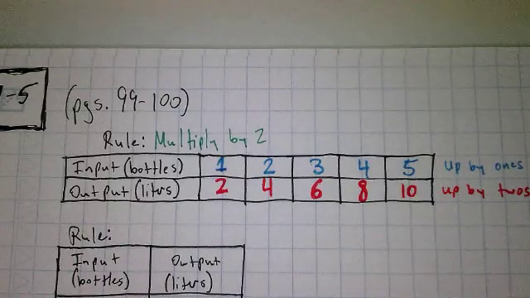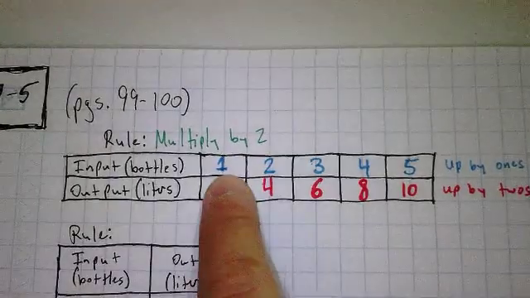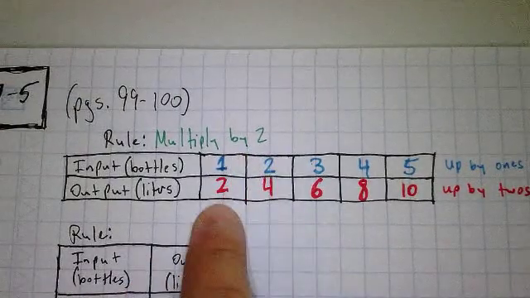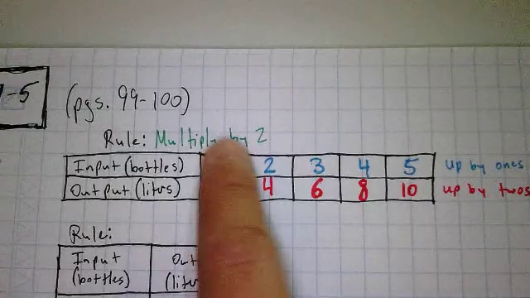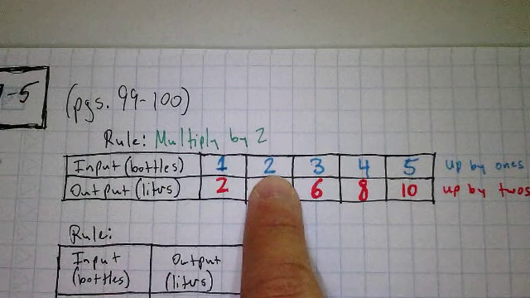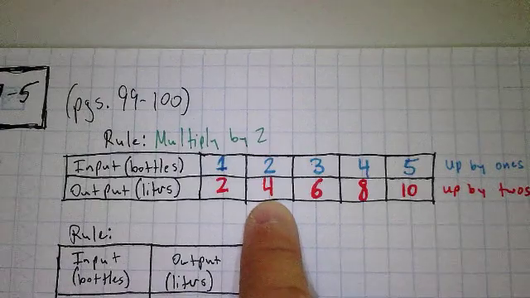Our inputs, right? When I was a kid, we always talked about input-output tables as a machine. We put in a 1, we do the rule, which is multiply by 2, and out comes a 2, because 1 times 2 is 2. If you put in a 2, you multiply by 2, and out comes a 4.